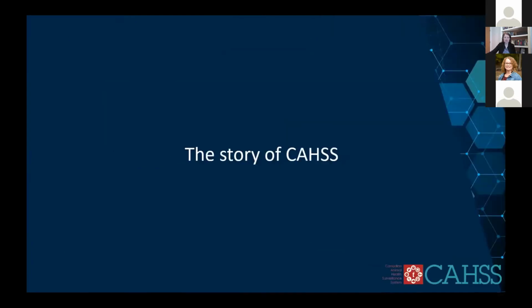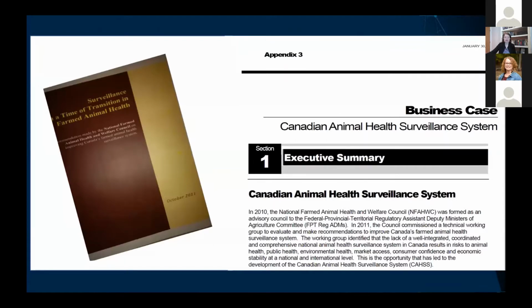Okay, so now I just want to spend a few slides talking about the birth of CAHSS up till the time I became the coordinator in 2019. Now, I wasn't here for this phase, so hopefully I'm telling the story accurately. In 2010, National Farmed Animal Health and Welfare Council was formed. In 2011, Council commissioned a technical working group to make recommendations on improving animal health surveillance in Canada.